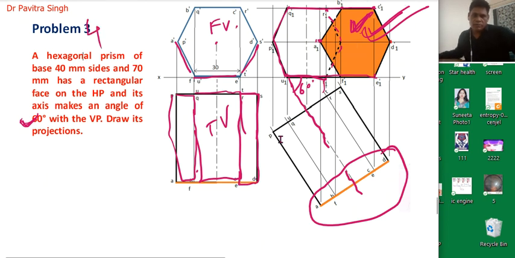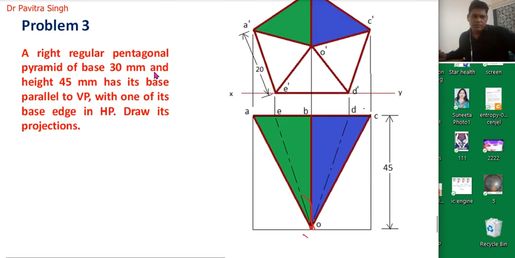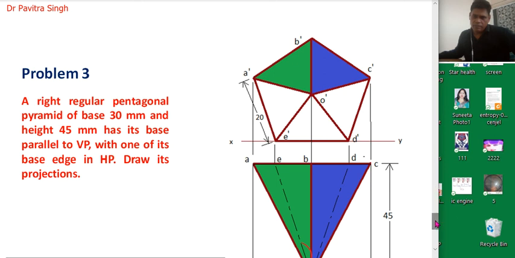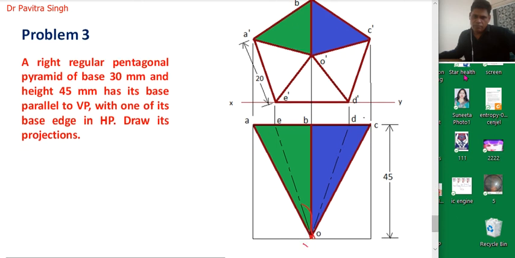Okay, now I will try to solve this last and fifth problem. Okay, so actually this is the fifth problem. A right regular pentagonal pyramid of base 30 mm and height of 45 mm has its base parallel to the vertical plane with one of its base edges on the horizontal plane.